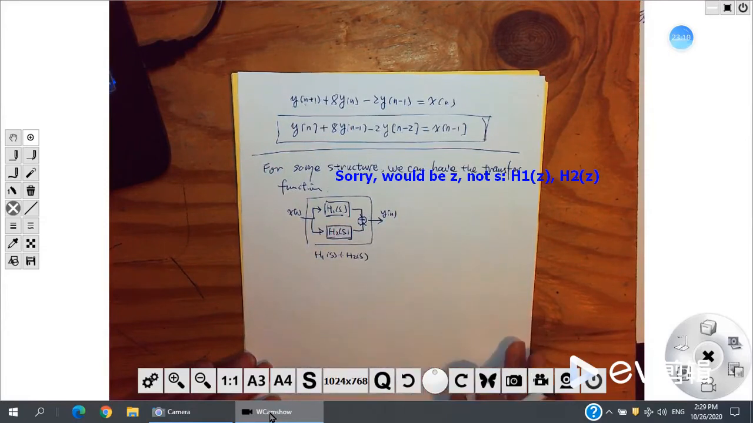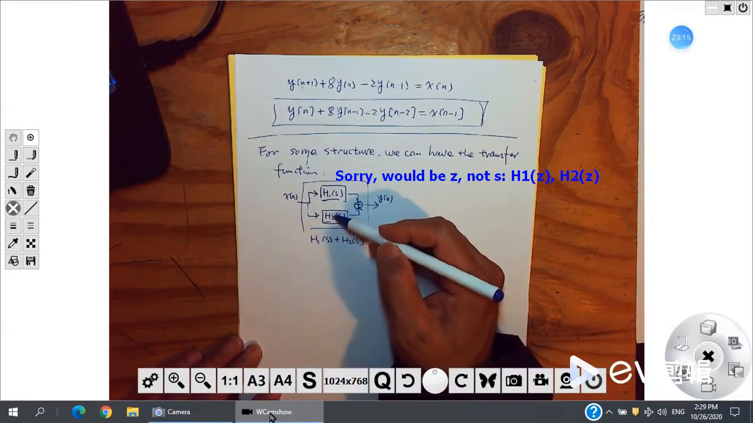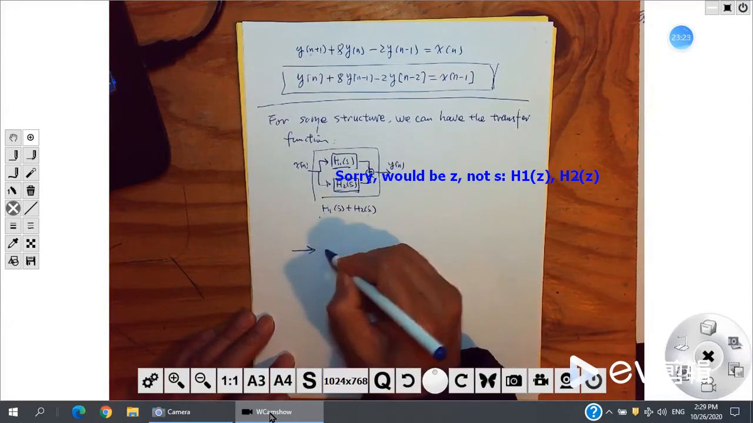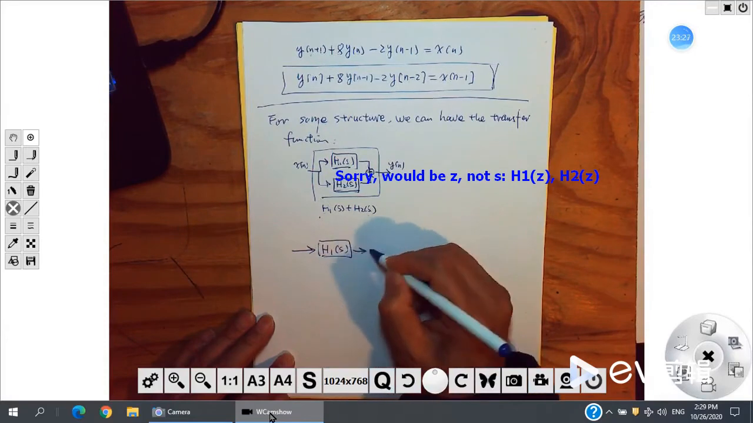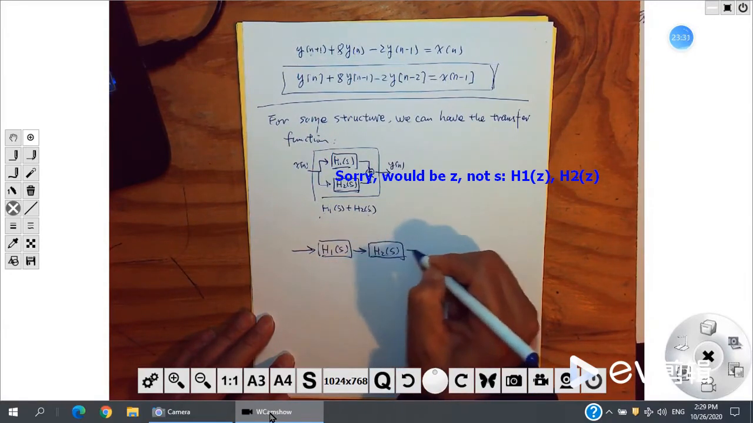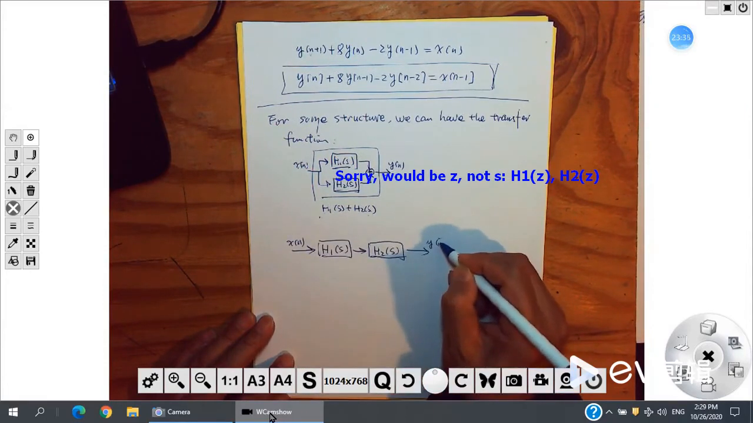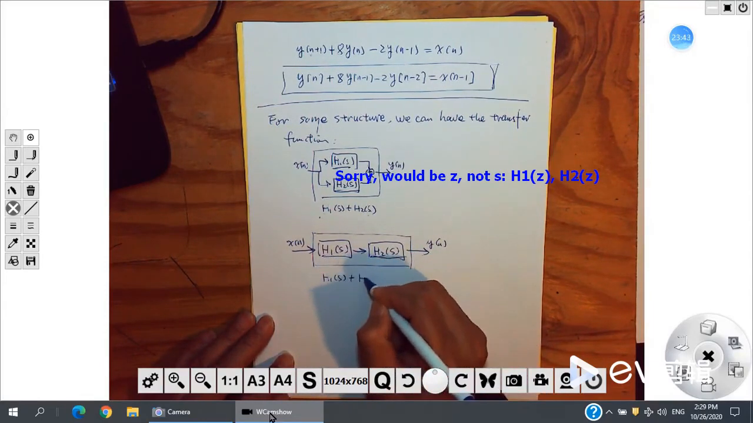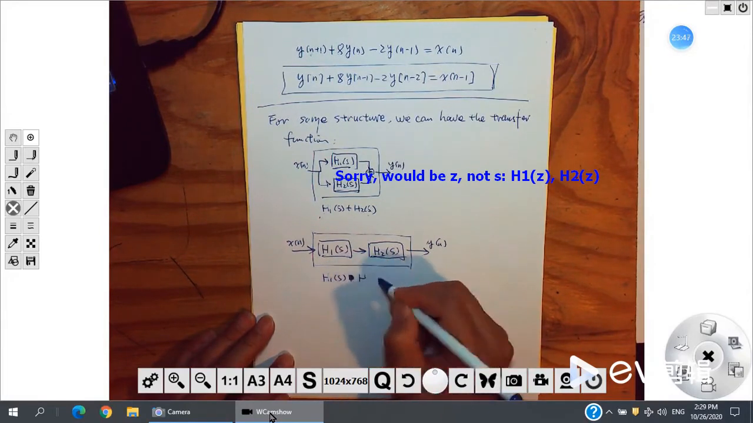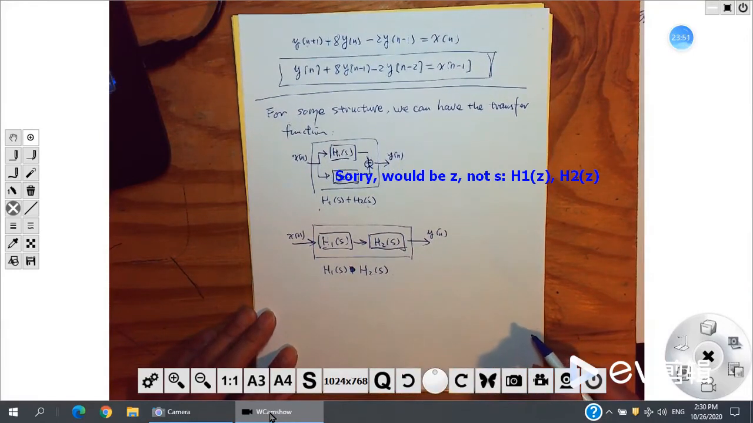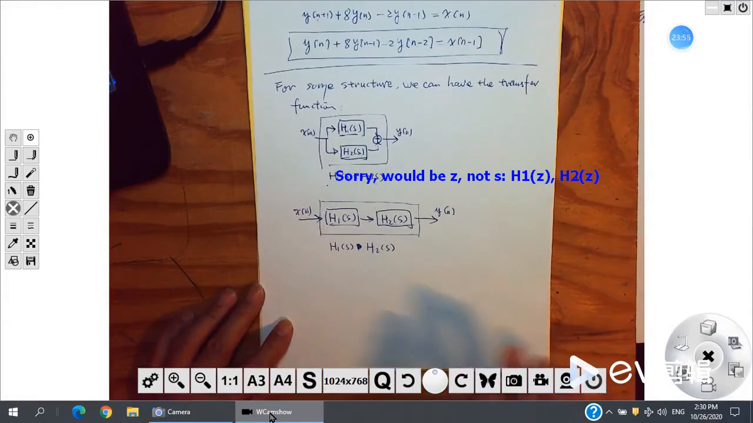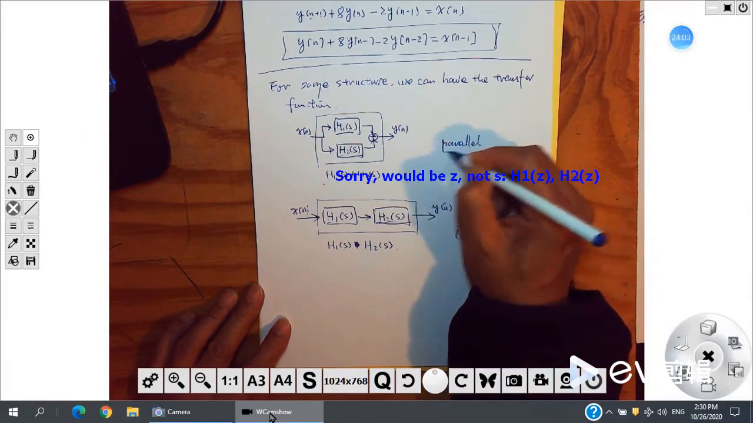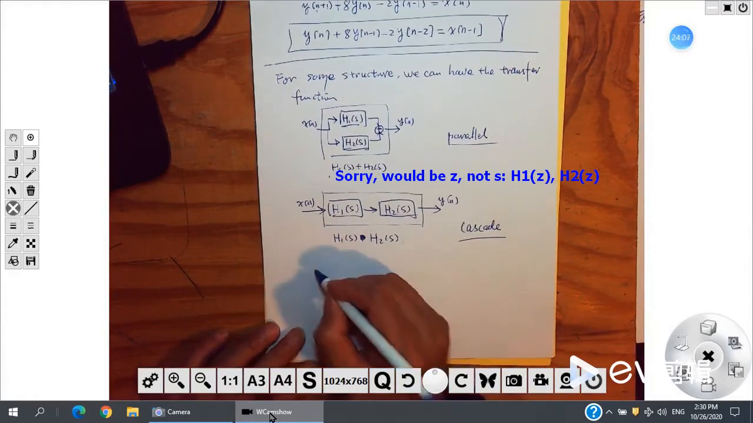Actually, we have this before, right? This is a parallel connection of two subsystems, and the whole system will have a transfer function just the summation of these two. And another kind of thing is h1 of s followed by h2 of s. This side is x input, this side is output y. If we have a structure like this, then the whole thing is h1 of s times h2 of s. We also have this before, right? This is a cascade connection.